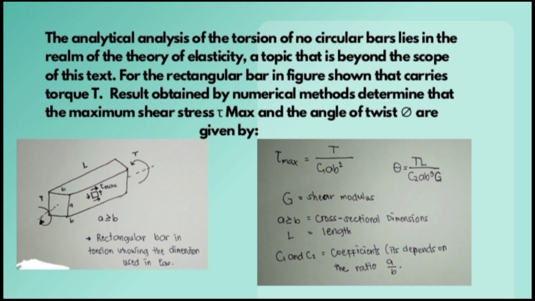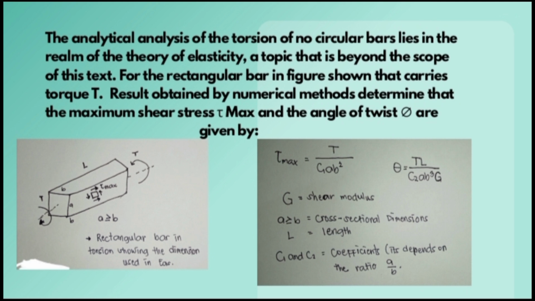The analytical analysis of the torsion of noncircular bars lies in the realm of the theory of elasticity, a topic that is beyond the scope of this text. For rectangular bars, as shown in the figure, under torque T, results obtained by numerical methods determine that the maximum shear stress tau max and the angle of twist are given by.